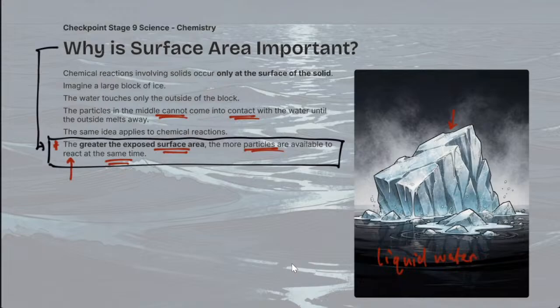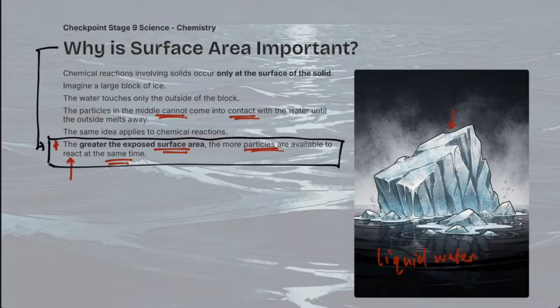Yes, the more the particles are available to react. We want particles to react more. We want to increase the speed. If you want to increase the speed, then more particles should be reacting right now. You want your reaction to be faster. You want to increase the rate. Then increase the number of particles that are available to react.